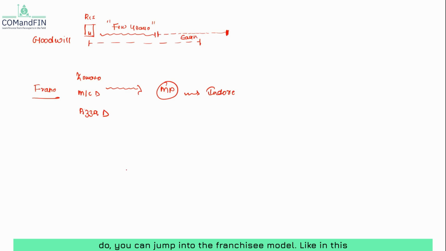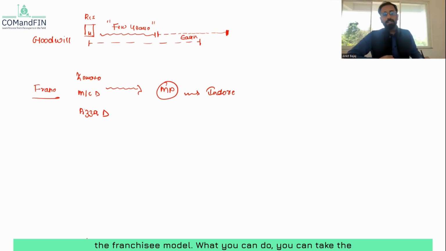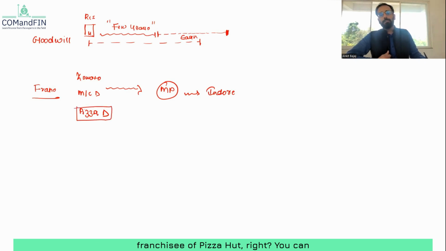So in this case, what you can do, you can jump into the franchisee model. You can take the franchisee of Pizza Hut, or you can take the franchisee of McDonald's, and you can start this business.